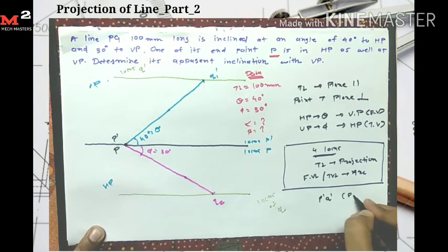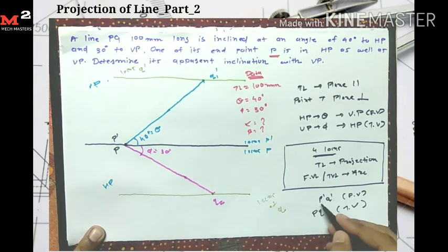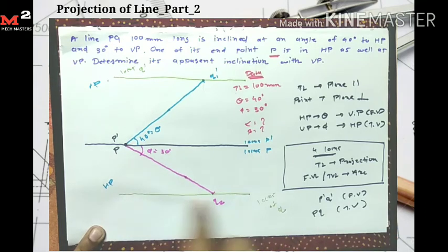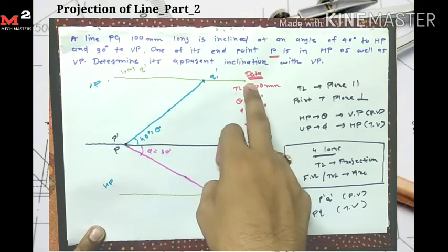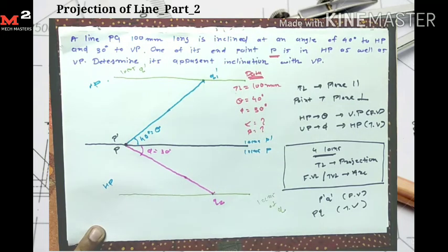Because at the end I need to find the line P dash Q dash. This is my front view of the line, and PQ is my top view. So I find the P dash Q dash line and the PQ line. I get the Q point on this line and the Q dash point on this line. Now we have found the four loci.